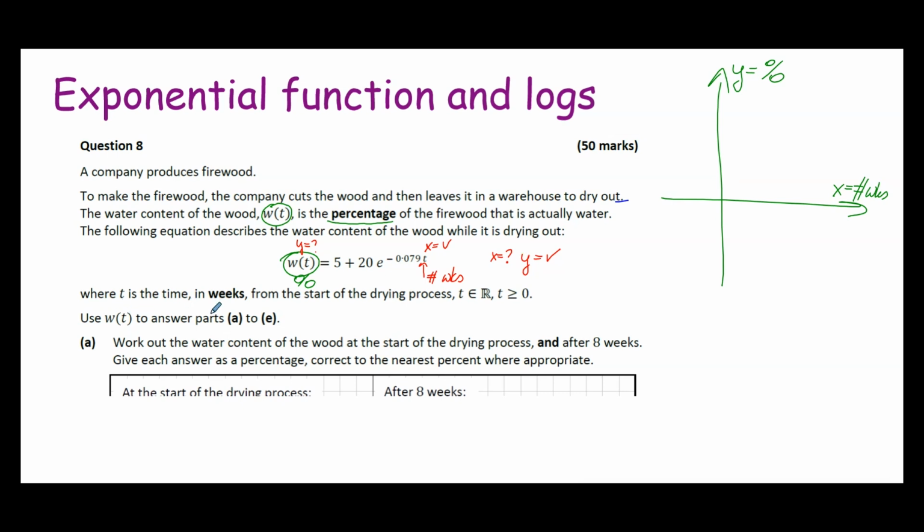Use W(t) to answer parts A to E. Okay, work out the water content. So water content of the wood, that means percentage. Therefore, we are looking for y. That means they have told us about x at the start of the drying process, and so that's part 1, and 8 weeks after, that's part 2.